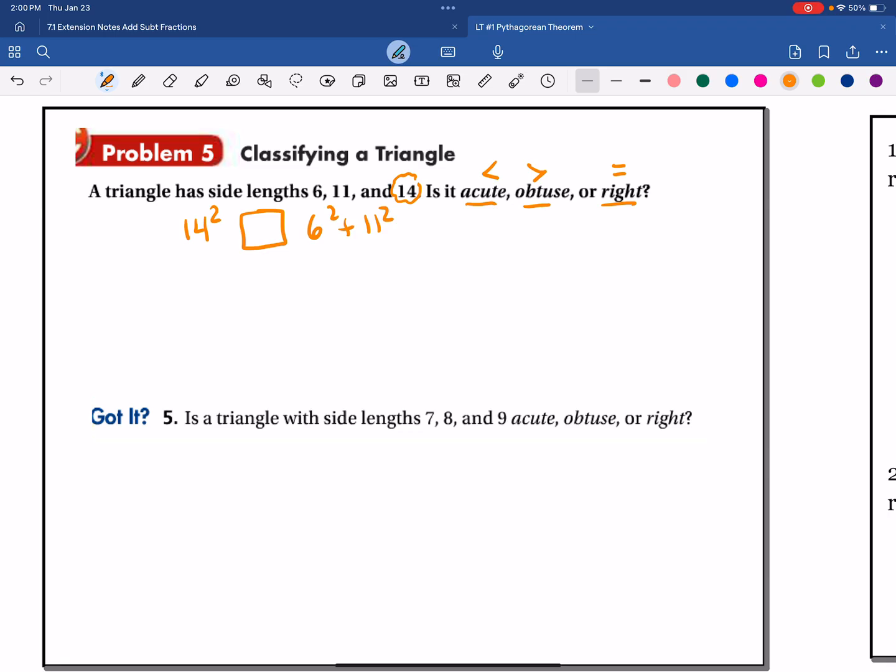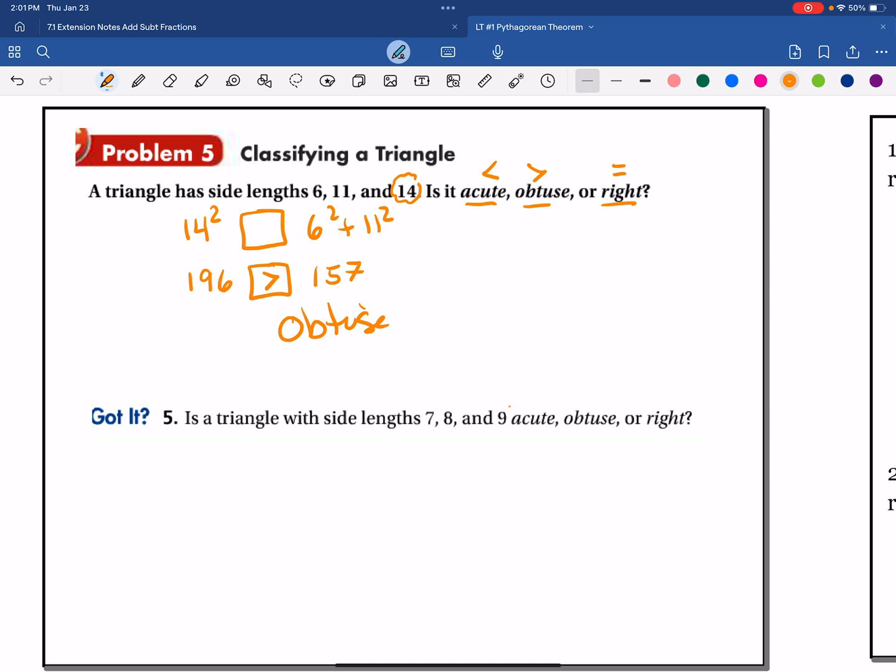What we get here is 196, and then on the other side we get 157. So C squared is greater than, we've got an obtuse triangle. Pause the movie, try number 5, and then press play when you are finished.